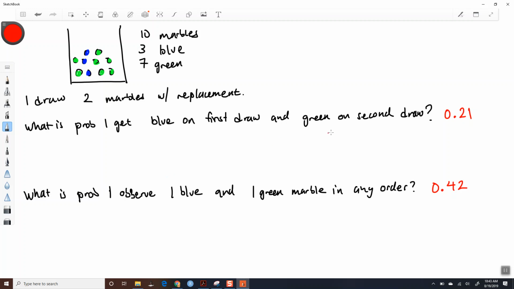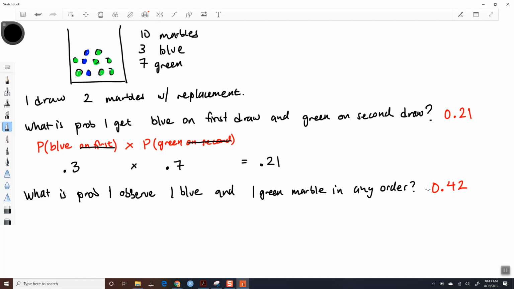Probability of blue on the first and green on the second. Okay, so we want the probability of blue on the first. And because they're independent, I can just go straight to the probability of blue on the first and the probability of green on the second. I can even scratch out the words on the first and on the second, because they're independent, it doesn't matter. So probability of blue, 0.3, probability of green, 0.7, indeed, 0.21. Okay, I think we got this.